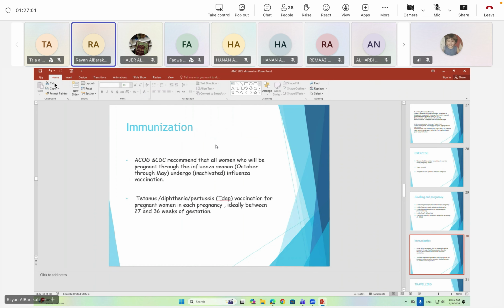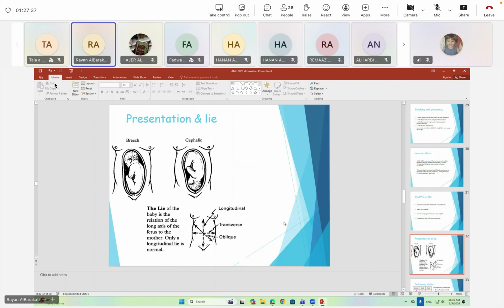Immunization. We advise that influenza vaccine is a seasonal vaccine, should be taken throughout October to May. Undergo inactivated influenza vaccine. We don't take any live attenuated vaccines during pregnancy. We don't take live vaccines in pregnancy. What about tetanus, diphtheria, and pertussis? This is called the Tdap vaccination, and now it is recommended for the patient and also to protect the fetus, and ideally taken between 27 and 36 weeks of gestation, so immunity will be extended to the fetus.